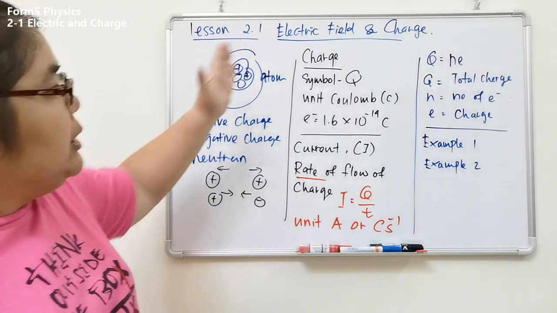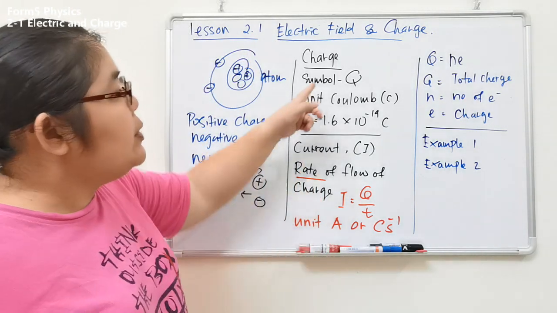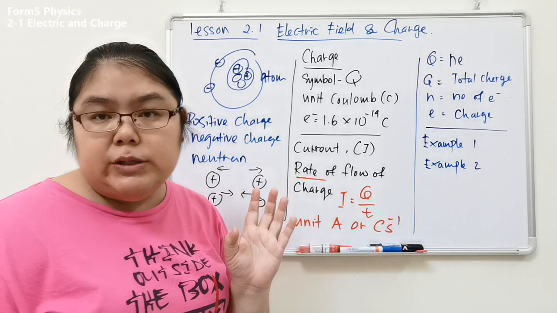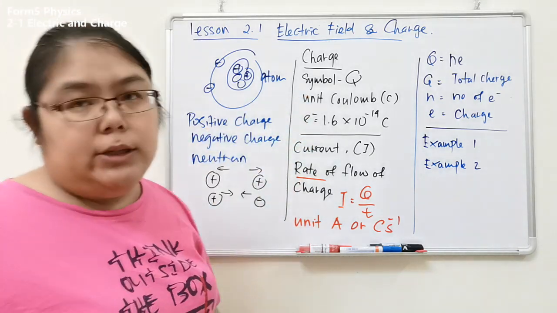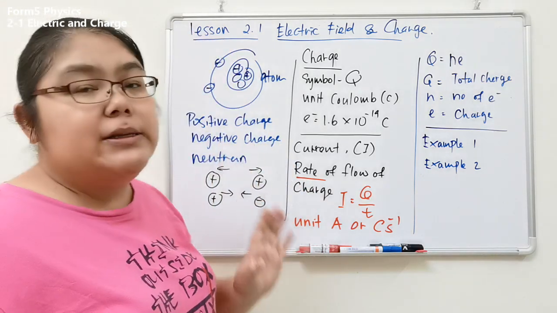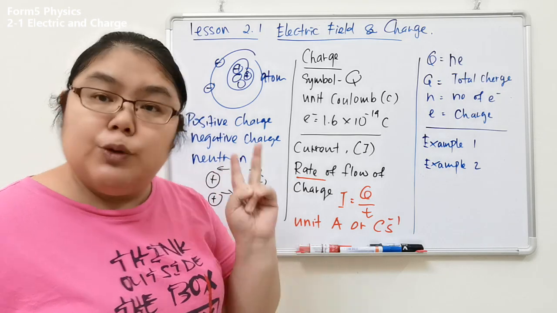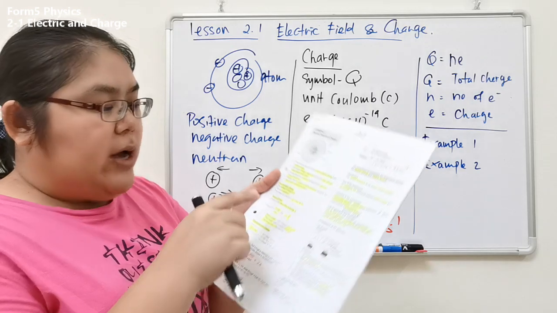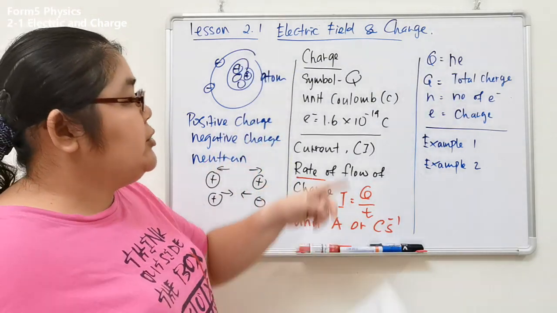Now we're going to see the introduction for the charge. First one, the symbol is Q. We use capital Q as the symbol for the charge. Number 2 is the unit. The unit of the charge we use capital C, not the charge. Capital C is coulomb. 1 coulomb, 2 coulomb.